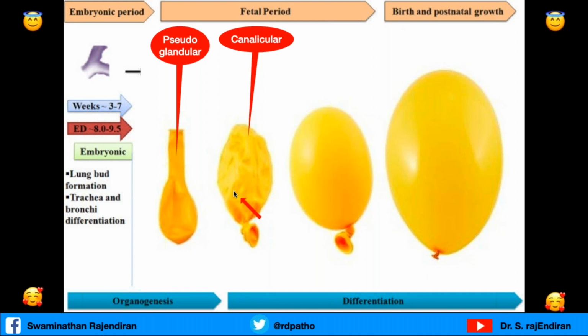When you increase the air in the canalicular space of the balloon, then they will become saccular. And when you keep on increasing the air, then it will become alveolar. So please remember pseudoglandular, canalicular, saccular, and alveolar. The practical point there is the pseudoglandular pattern will be recapitulated in fetal type of adenocarcinoma, and the viability is very good after the saccular phase.